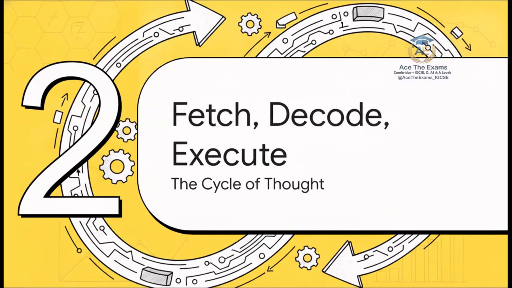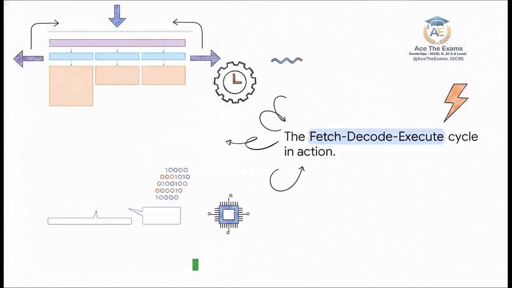Section 2. Fetch, decode, execute. The cycle of thought. We've got the anatomy down, so let's see it in action. Look at the flow of the fetch, decode, execute cycle on screen here. This is how the brain actually thinks. It doesn't ponder, it acts in a continuous, relentless loop.